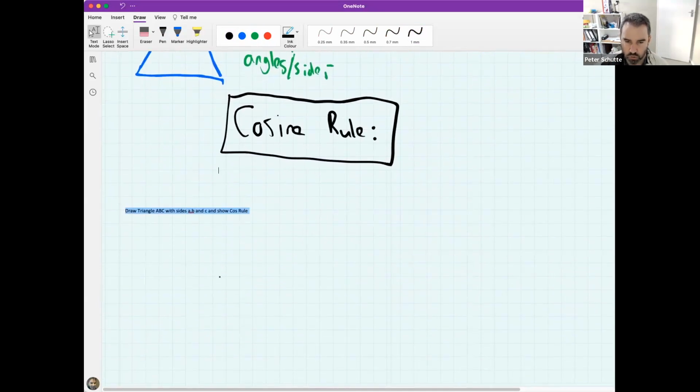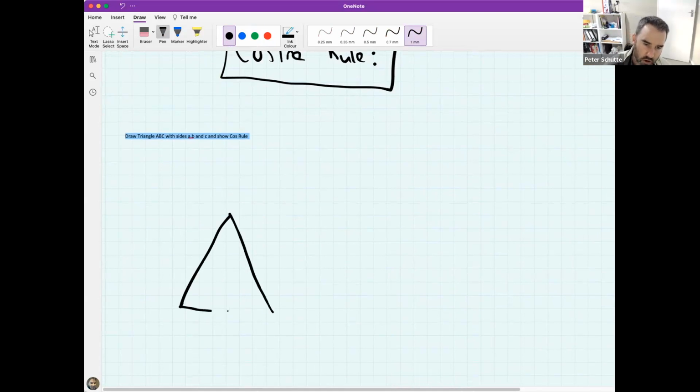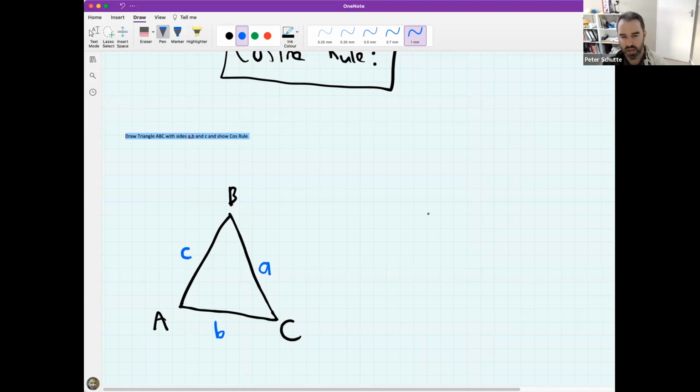So let's start with the situation where we draw a triangle. And when we draw a triangle, there are some basic conventions. The first one is we tend to call the corners by big letters, and we tend to call the sides opposite those big letters by the lowercase names. Okay. Now, what does the cos rule actually say?